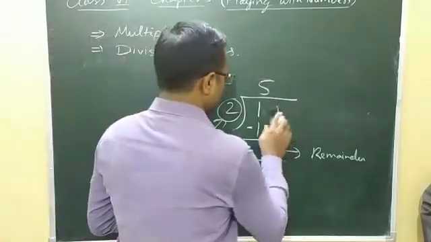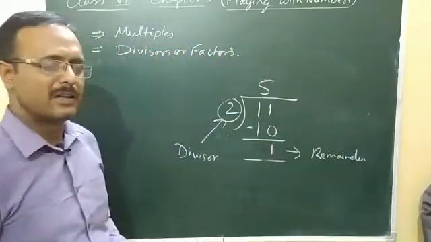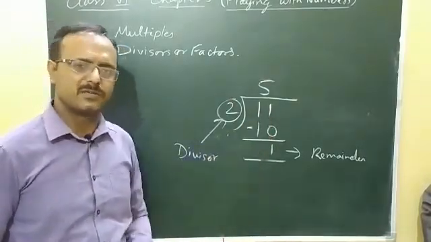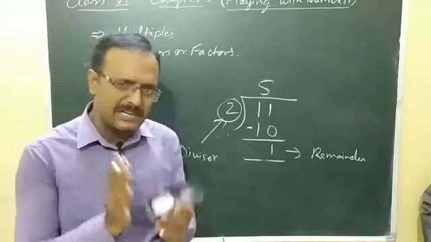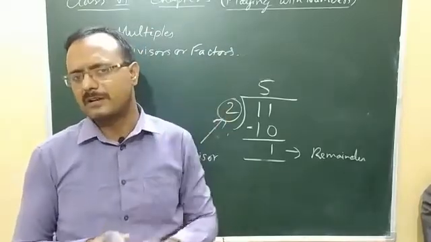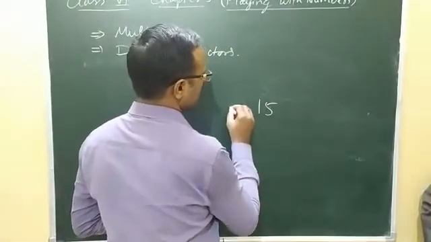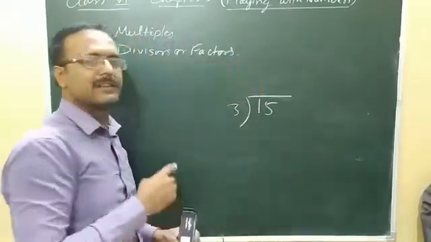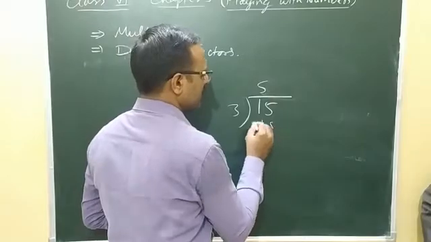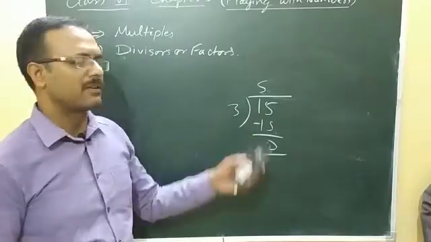Similarly, if the number is 11, the remainder will be 1. Then you can say that 2 is not a divisor of 11 because the remainder is not 0. So if a number exactly divides a given number, then you say it is a divisor of that number. Suppose we want to check whether 3 is a divisor of 15 or not, so you have to divide. 3 fives are 15, and the remainder is coming 0. If the remainder is 0, we can say 3 is a divisor of 15.